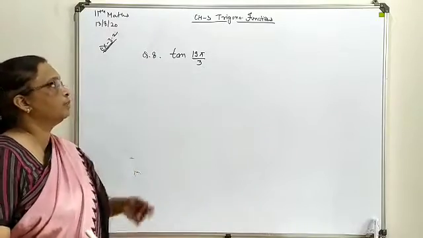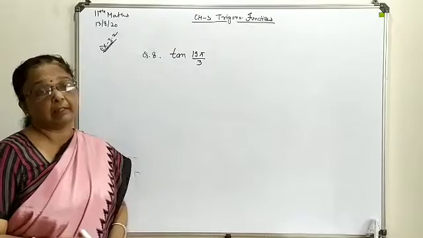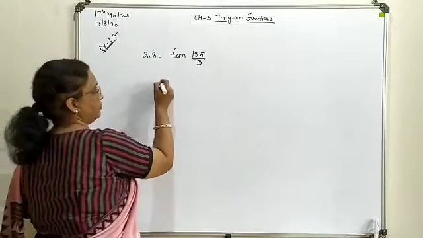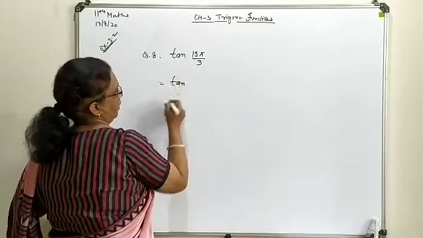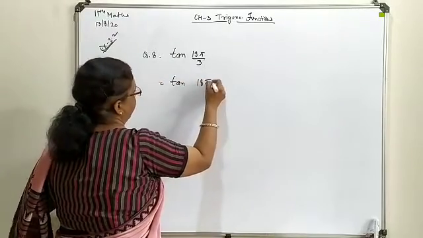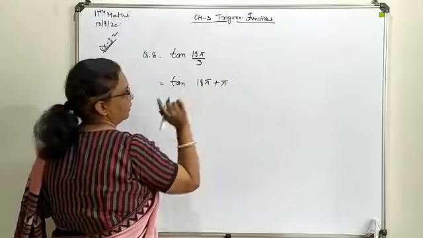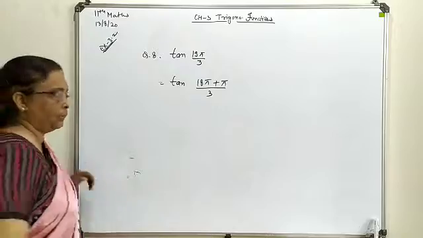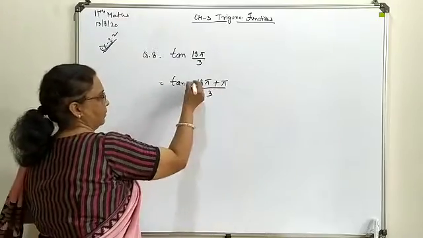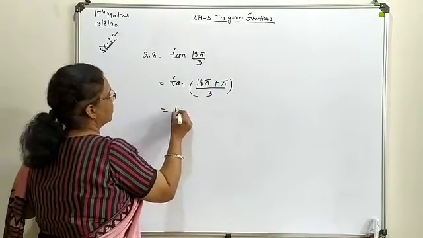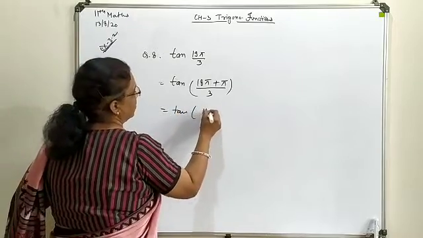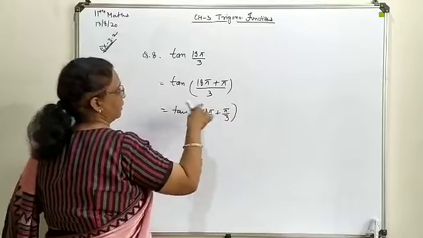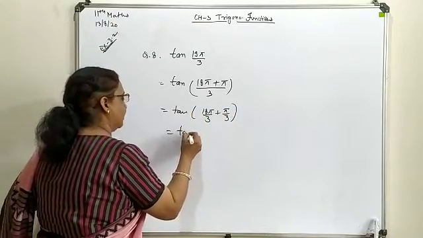So here this 19 pi we can write as 18 pi plus pi, which becomes 19 pi, and this 18 is a multiple of 3 also. Now make them separate. This is tan of 18 pi by 3 plus pi by 3, or directly it can be written as 6 pi.